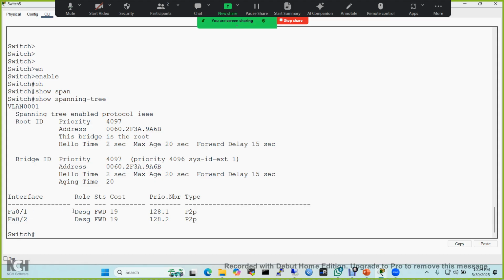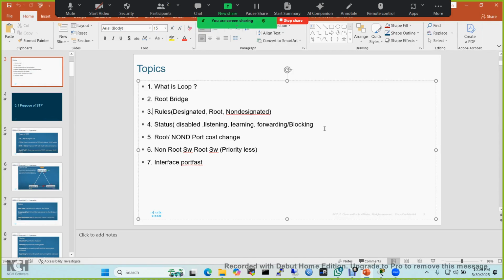One role name is designated. What is the name? Designated. Another role name is root. Number 2 is root, and number 3 is non-designated. How many roles? We have 3 roles. One is designated, 2 is root, 3 is non-designated. Can you say? Designated, root, and non-designated.